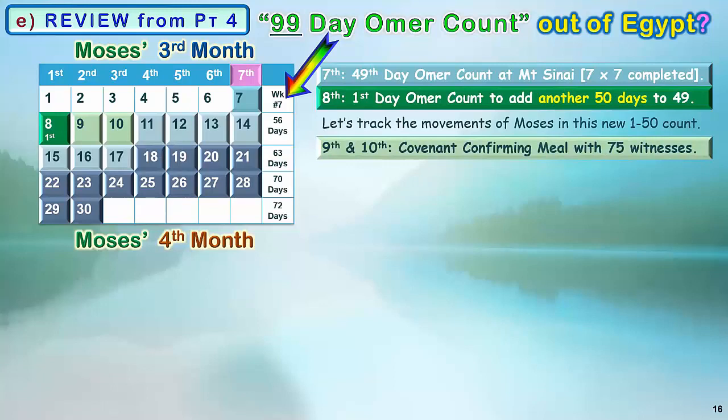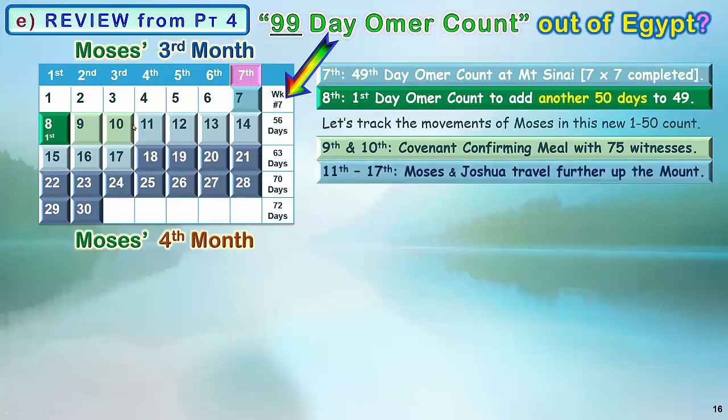And I would like to bring your attention here. This is very color coordinated. See this color here lines up directly with the 9 and 10, just to help you realize what the dates that we're talking about. The 9th and 10th, the covenant confirming meal with 75 witnesses. That's what's happened right here.